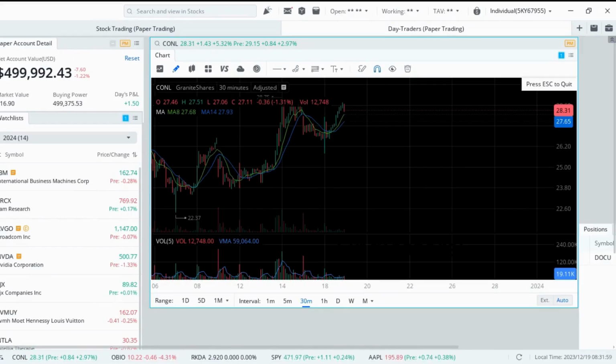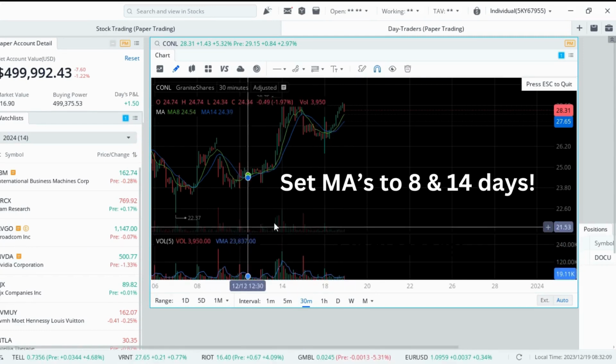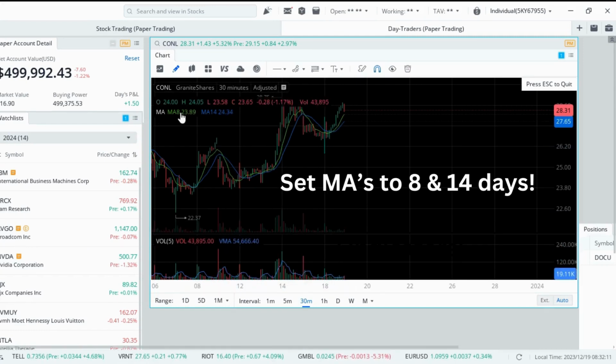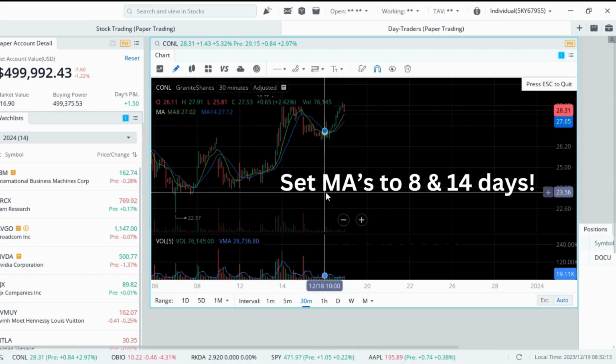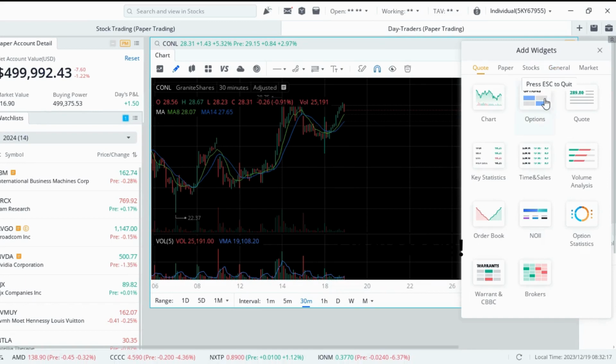So let's go over when to place a trade and the best trading strategy to enter. Let's look at our chart. Remember that we want 3 indicators, right? So we have the volume here. We also have the 8 and 14-day moving average. And let's pull up the actual trade orders so we can see if there's more buys or sells.